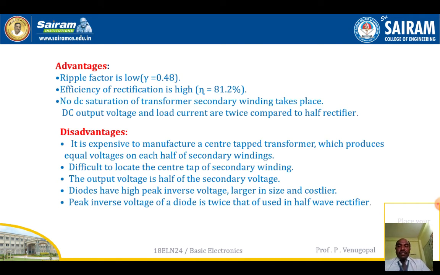Advantages and disadvantages of the full wave rectifier. So, advantages of the full wave rectifier. Ripple factor is low. It is about 0.48. In case of a half wave rectifier, ripple factor is high. It is 1.21, meaning 121%. And efficiency of rectification in the full wave rectifier is high. It is about 81.2%. You observe the efficiency of rectification in the half wave rectifier is 40.6%. It is low.